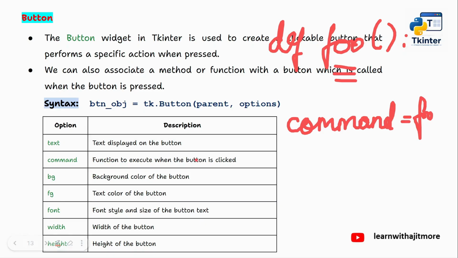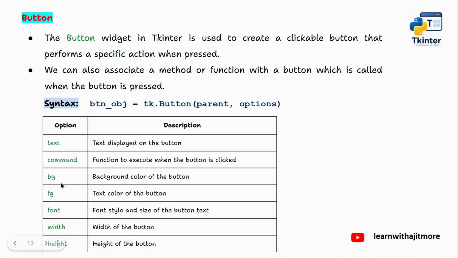So the important option is command. It is the function to execute when the button is clicked. You have defined a function, and in it the reaction logic is written. Then when you create a button, there you will write command equal to the name of the function. Done. The reference is given. Now, whenever you click on that button, that many times that function is called.